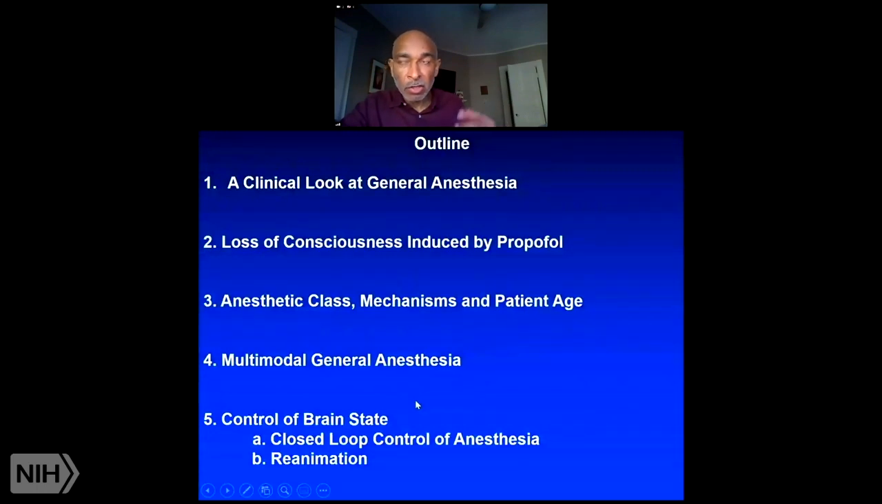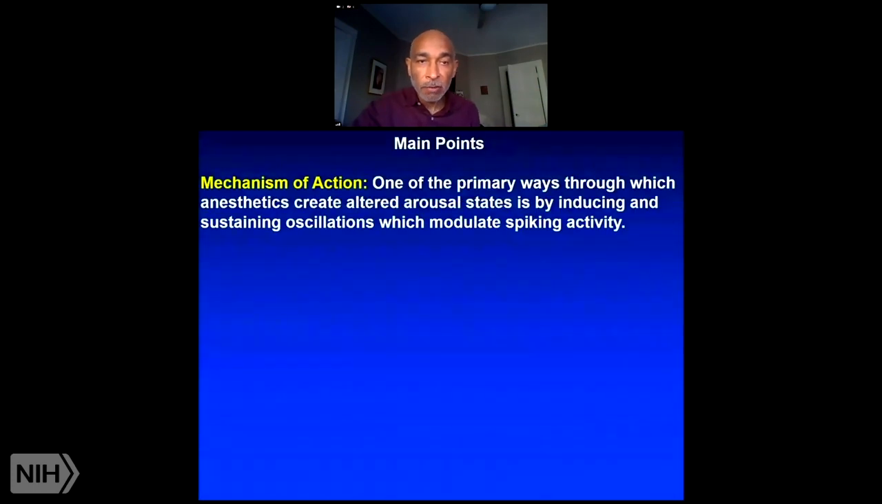And then it's all about really controlling the brain. So I'm going to show you some work we've done on closed loop control of anesthesia. Anesthesia up until now is about turning the brain off, keeping it off so you can have surgery. I'm going to tell you a little bit about reanimation. It's turning it back on. So here are the main points that I'm going to make.